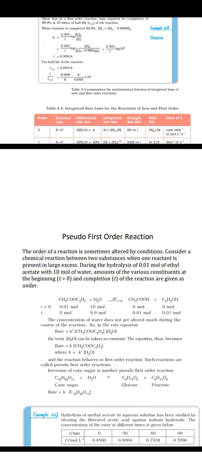Pseudo first order reaction. The order of a reaction is sometimes altered by conditions. Consider a chemical reaction between two substances when one reactant is present in large excess, during the hydrolysis of 0.01 mole of ethyl acetate with 10 mole of water. Amounts of the various constituents at the beginning, T equal to 0, and completion, T, of the reaction are given as under.